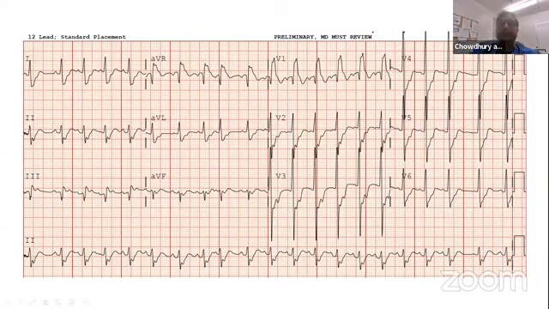Anyone wants to give a differential? So it looks like sinus, right bundle, lead aVR ST elevation, and then deep ST depression in the precordial leads, right? And then look at the inferior, lead three, clearly ST elevation, right? Any comments?